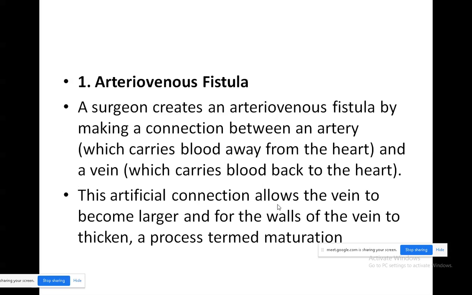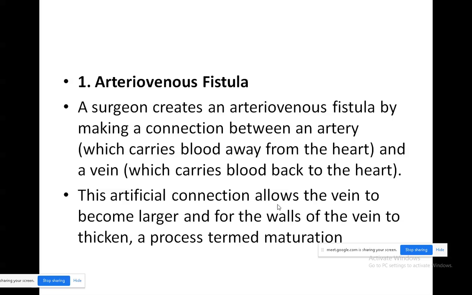First, arteriovenous fistula. Here the surgeon will create an arteriovenous fistula by making a connection between an artery as well as a vein. Through the artery only, blood flows away from the heart.